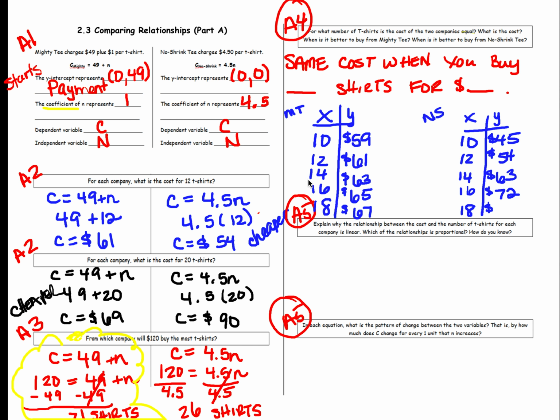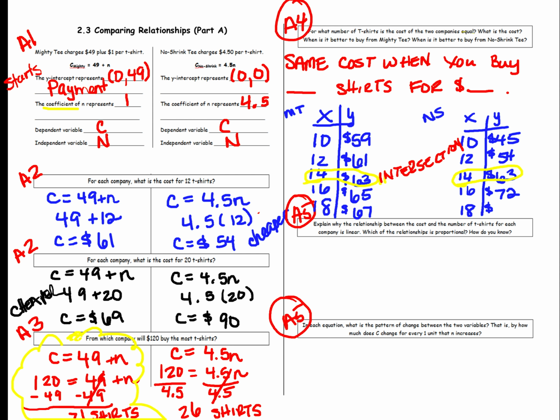So if you notice, we do have a similarity right here at 14 and 63. This is the point of intersection. Let me write that in a better color than yellow. So if you needed only 14 shirts, in all honesty, it wouldn't matter which company you went with. Maybe at that point you look at design and things like that. But 14 shirts cost you $63 from both companies.